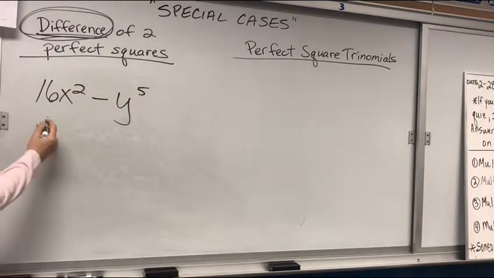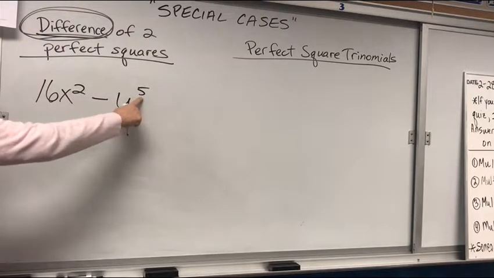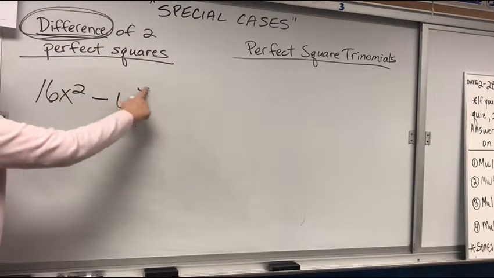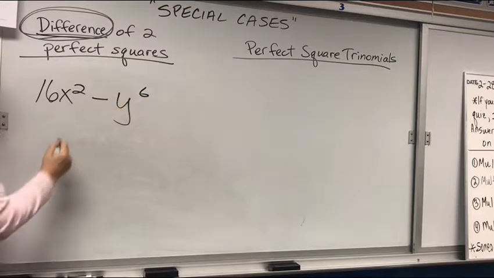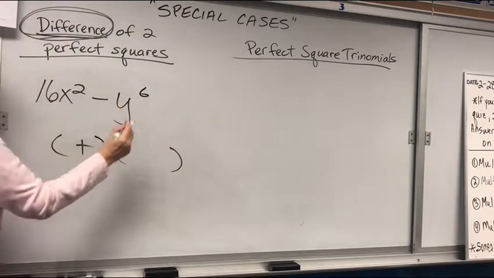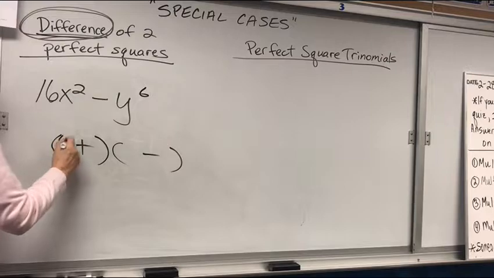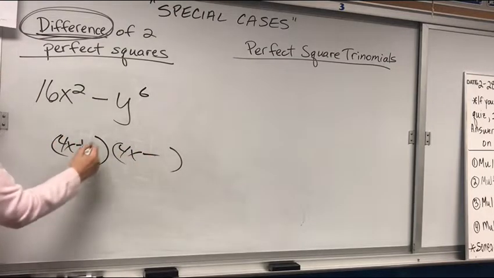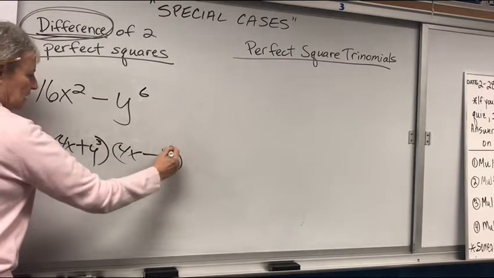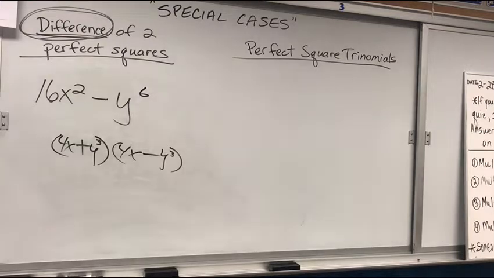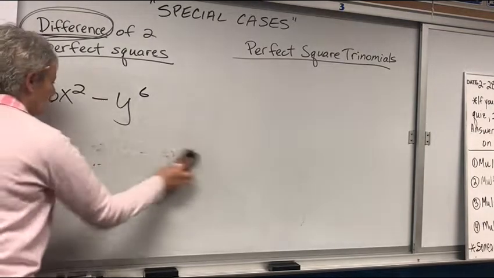Two perfect squares? No. Why not? Because of the odd exponent. There's the problem. Now if that was a 6, we could move on. One's plus, one's minus, 4x, y cubed. Done. Now here's the kind you'll miss.